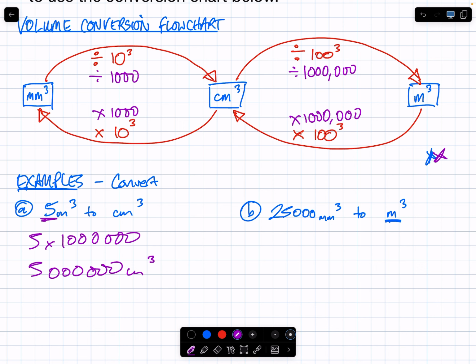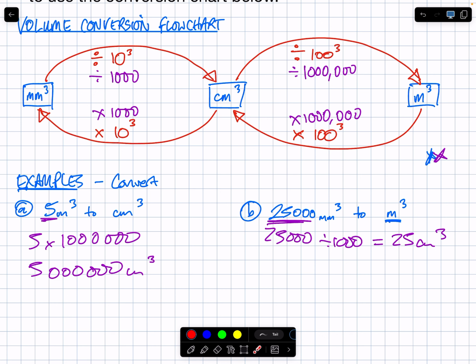Second one, I'm going from 25,000 cubic millimeters to cubic meters. Is there an arrow that does that? No. How many steps? Good. There's 2 steps. I'm going from cubic millimeters here, and I'm going to cubic meters. So I need to do 2 steps. So do them separately. Get it to cubic centimeters first. So 25,000 divided by 1,000 is equal to 25 cubic centimeters.